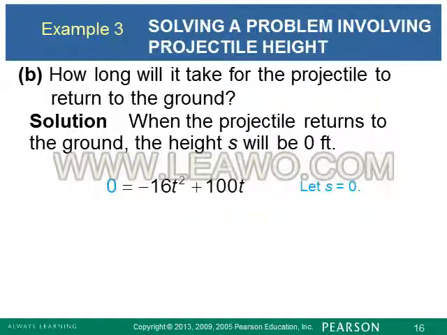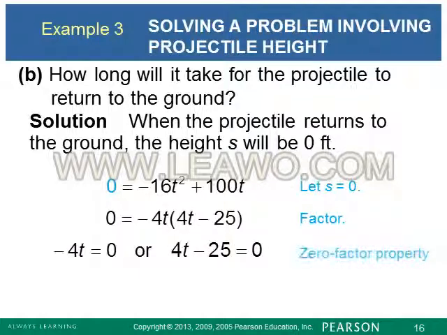All right, so this is what our equation would look like here. Now, this one, again, you've got options. We can try to factor, or we can go to the quadratic formula. This one does factor pretty easily. So we can factor it out to be a -4t times 4t minus 25. Set each of those factors equal to 0, and we do get two different values for t.